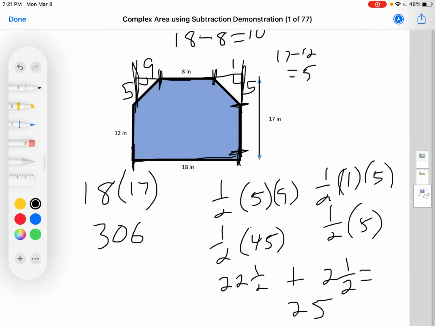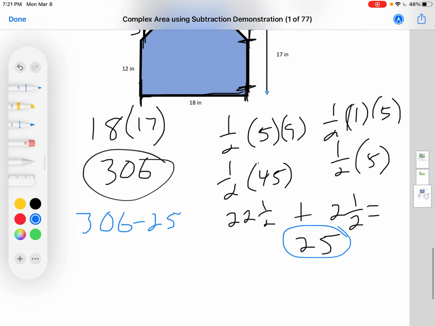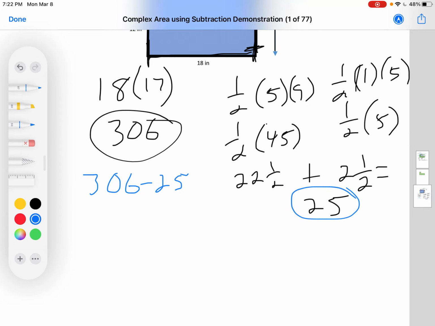So now, the big rectangle is 306. The 2 little triangles together are 25. We need to take those 2 little triangles away from the big rectangle to leave the hexagon in the middle. So we will do 306 minus 25 is equal to 281 square inches. And if you remember from yesterday, that's the same amount.